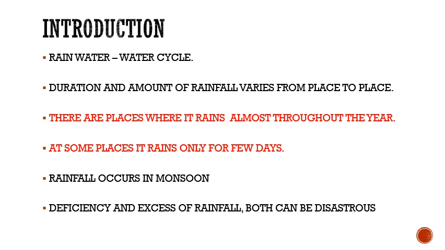Introduction: you learned about the water cycle. Rainwater forms an important part of the water cycle. The time, duration, and the amount of rainfall varies from place to place. There are places where it rains almost throughout the year, while at some places it rains only for a few days. In India, most of the rainfall occurs in monsoon season. Rain is important for crops also. Deficiency and excess of rainfall both can be disastrous.